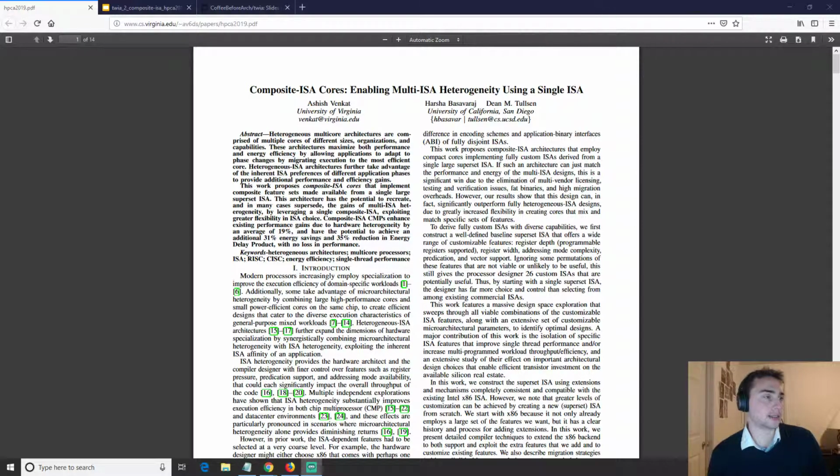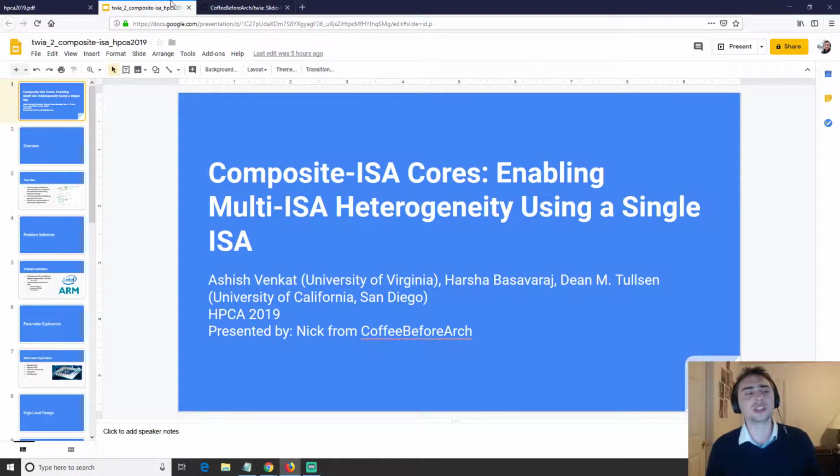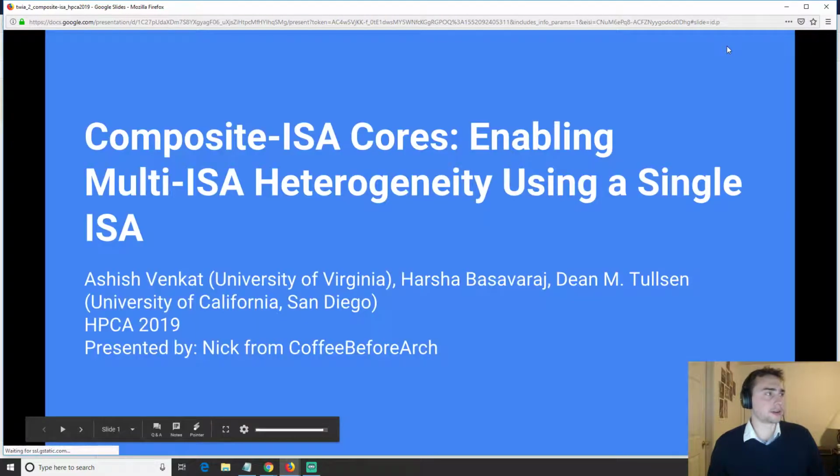The paper is a collaboration between the University of Virginia and the University of California, San Diego, and it's on Composite-ISA cores. So let's go ahead and go to the presentation that summarizes this paper. All right, so let's get started.